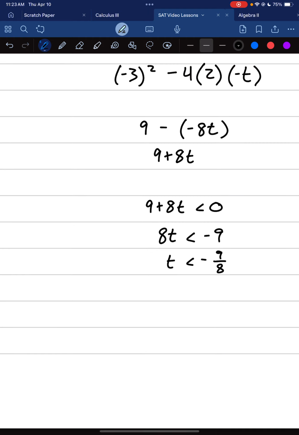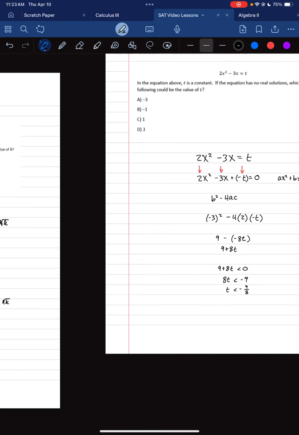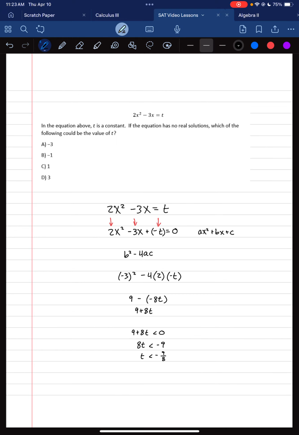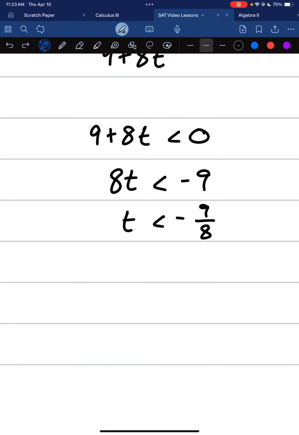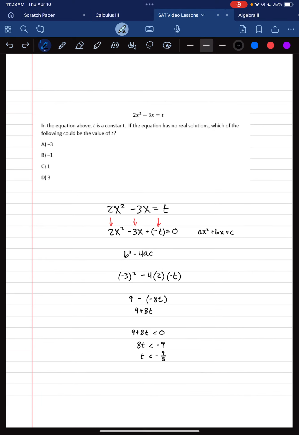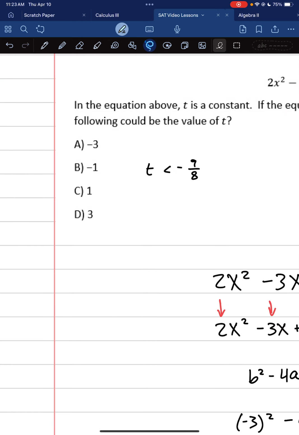So we can see that t has to be less than negative 9 over 8, and it's saying that t is a constant. It doesn't say here, but based on our answer choices, I'm going to assume that t is going to be an integer or a whole number. It doesn't say what is the smallest value of t or anything in this case, it just says which of the following could be the value of t. So what I'm going to do is take our inequality up here and see which one of these answer choices satisfies it.